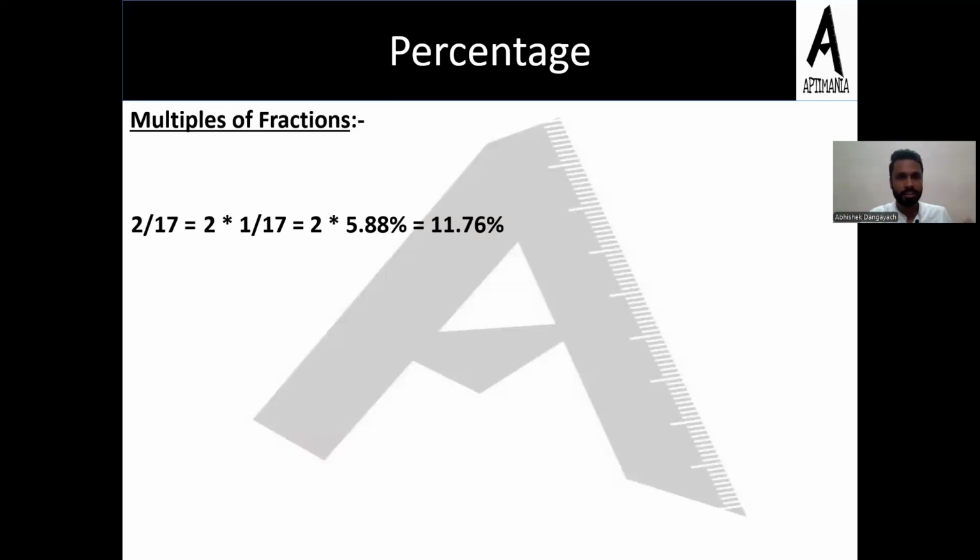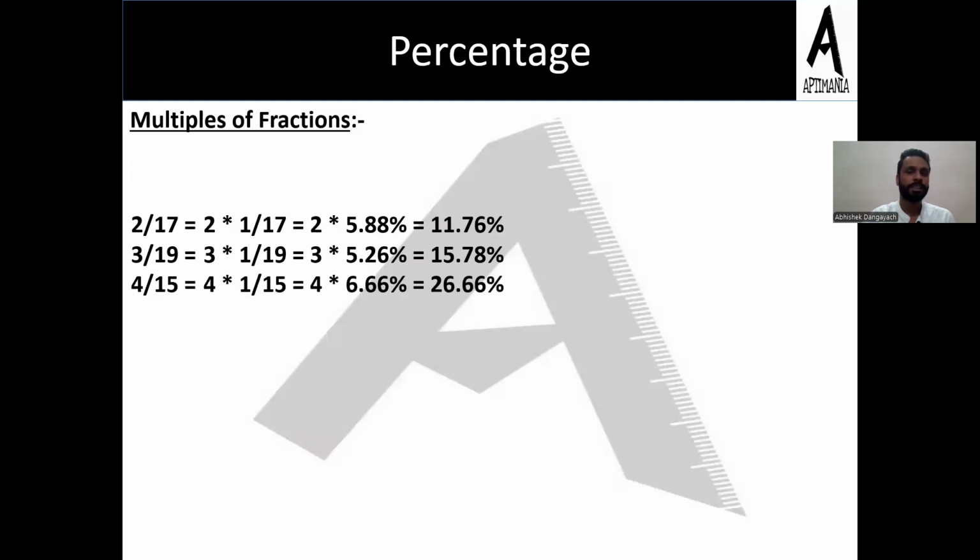Chalo. Let's take another example. 3 by 19. Tell me. Perfect. 3 into 1 by 19, and 1 by 19 is 5.26. We'll multiply and I'll get the answer. 4 by 15. 4 into 1 by 15. Simple. So 1 by 15 is 6.66. Yeah, you'll get the answer. 12 by 13. 12 into 7.69. Now, just wait for a second. Do you seriously feel that 12 into 7.69 is going to be an easy calculation?